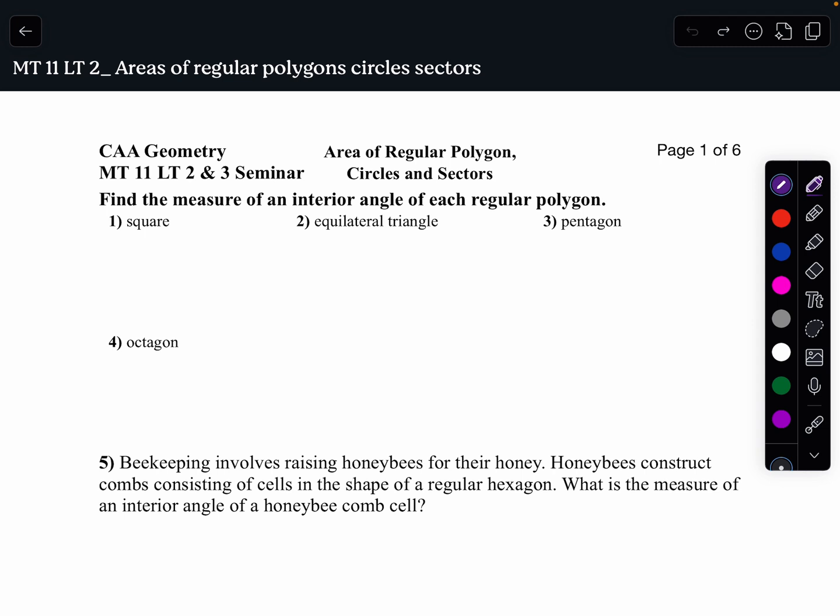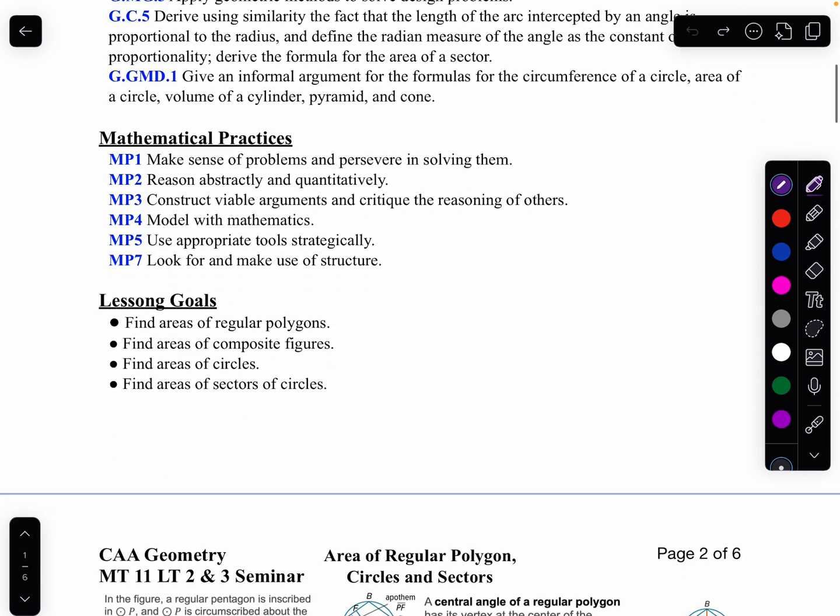review in class. What I want you to learn today, we're going to spend the most time on the first one, is finding the areas of regular polygons. And we're going to find the areas of composite figures, which you've done before, so I'm not going to spend too much time on that in the seminar. We'll have a couple problems on your assignment.